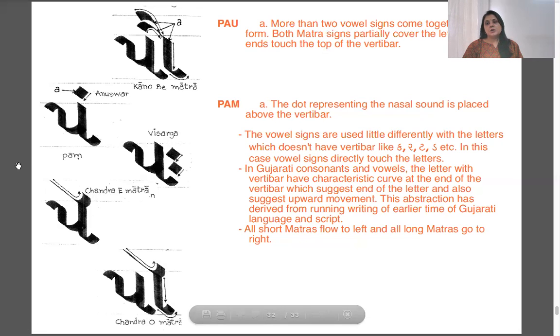The vowel signs are used a little differently with letters which don't have a vertebra, like Ka, Ra, Ta, Da, etc. In this case, vowel signs directly touch the letters. In Gujarati consonants and vowels, the letters with a vertebra have a characteristic curve at the end of the vertebra, which suggests the end of the letter and also suggests upward movement. This abstraction has derived from the running writing of earlier times of the Gujarati language and script.